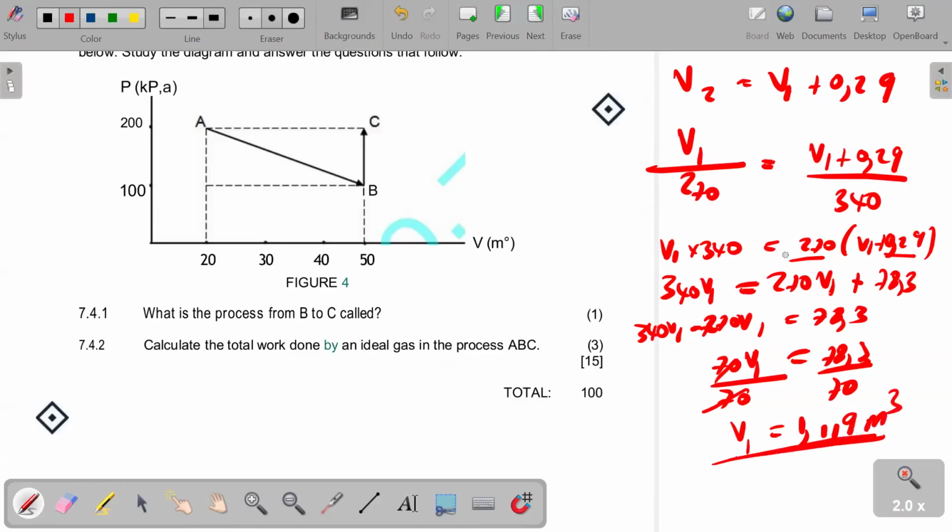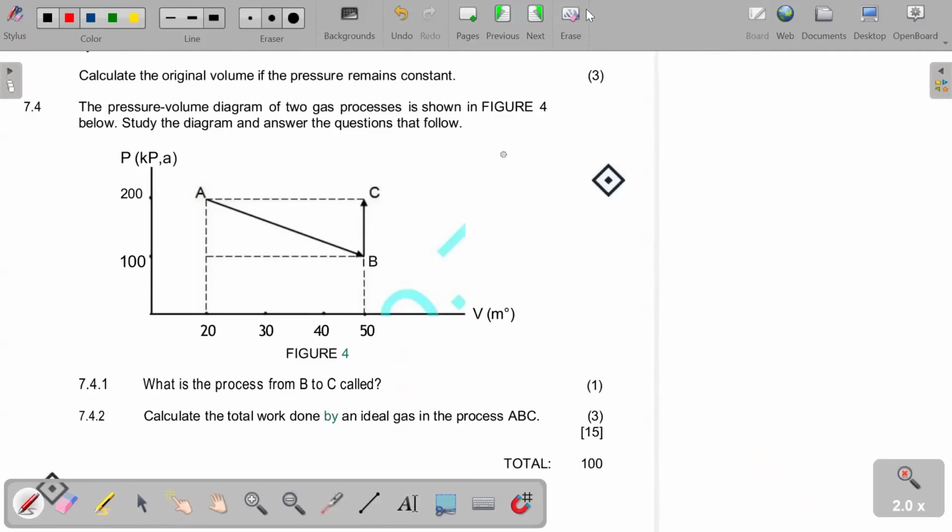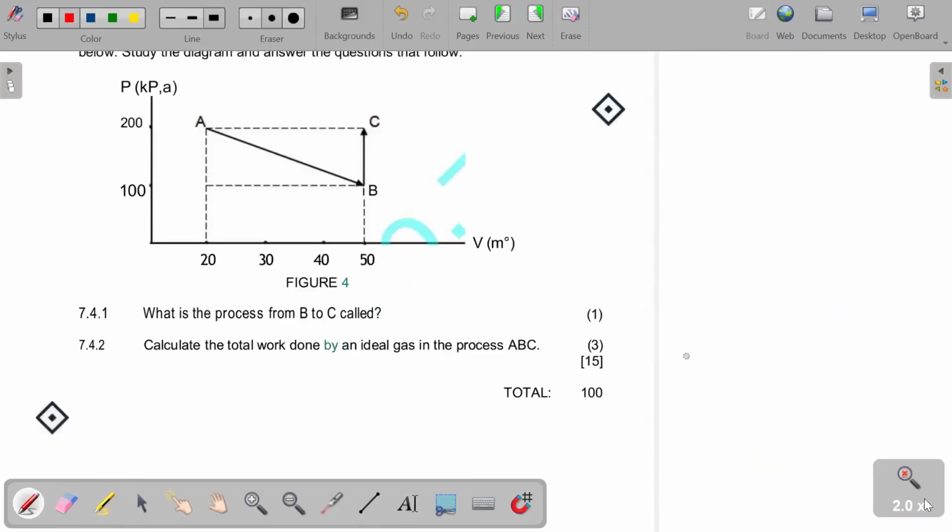Right. So it takes us to the next question, which is 7.4. The pressure-volume diagram of the two gas processes is shown in figure 4. Study the diagram and answer the questions that follow. What is the process from B to C called? That's an isochoric process. An isochoric process is when pressure increases or decreases due to temperature changes. So that's an isochoric process being indicated here.